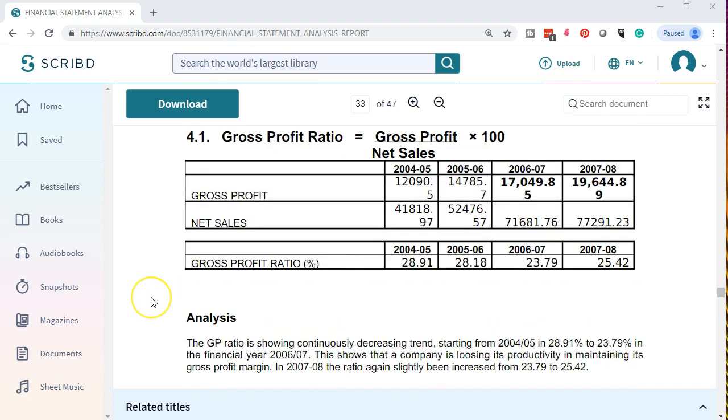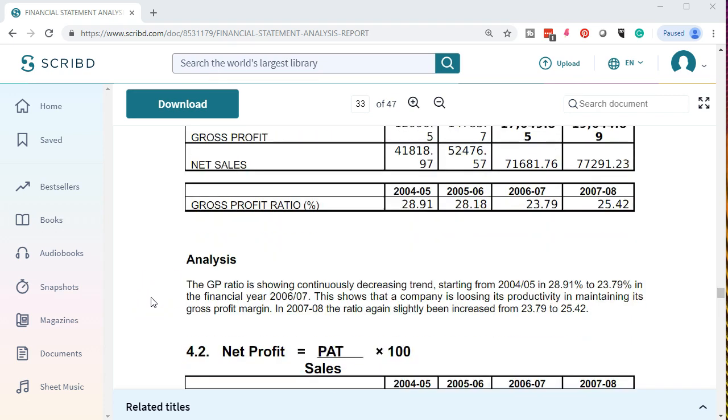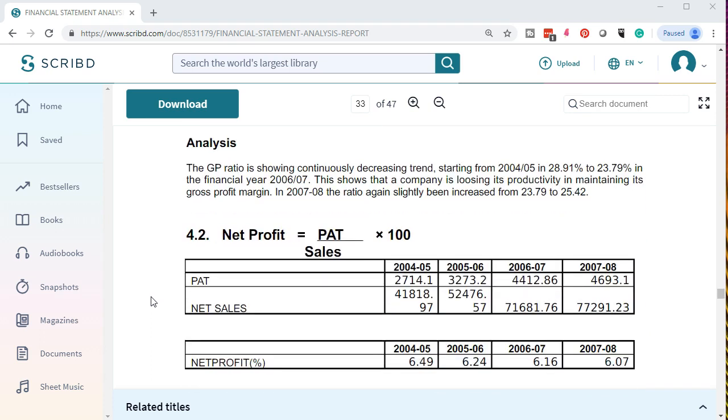And if we go down to the analysis here, and again, you could go through and calculate the ratios for yourself and get some practice with that. We're going to go down to the analysis. The GP ratio is showing continuously decreasing trend starting from 2004, 2005 in 28.91% to 23.79% in the financial year 2006-07. This shows the company is losing its productivity in maintaining its gross profit margin. In 2007-08, the ratio again slightly been increased from 23.79 to 25.42.